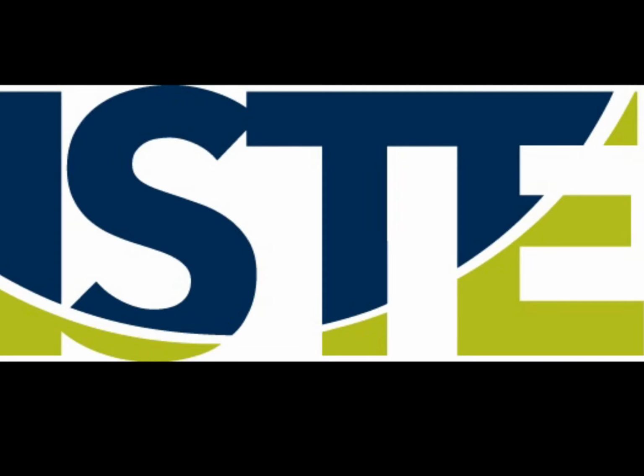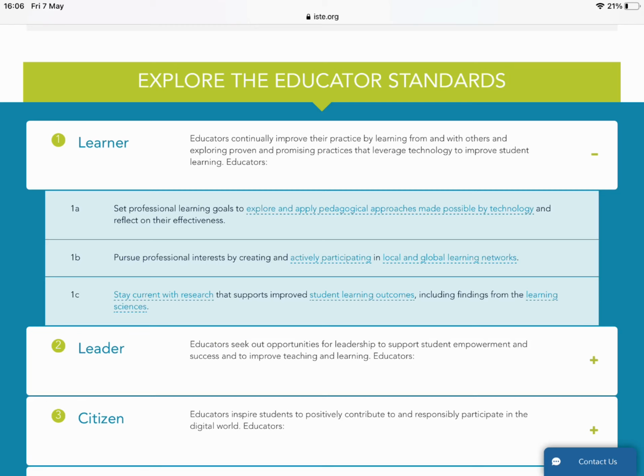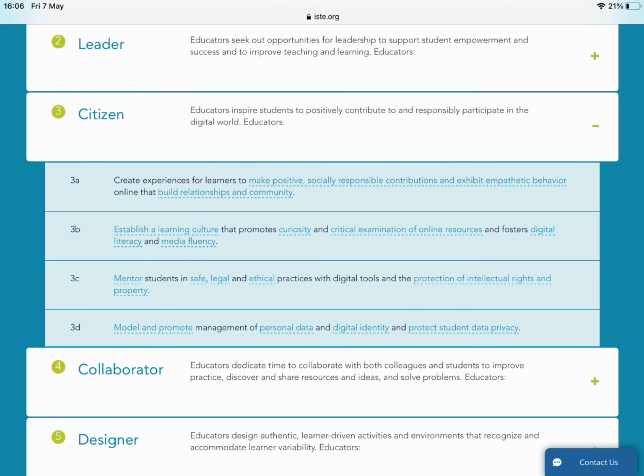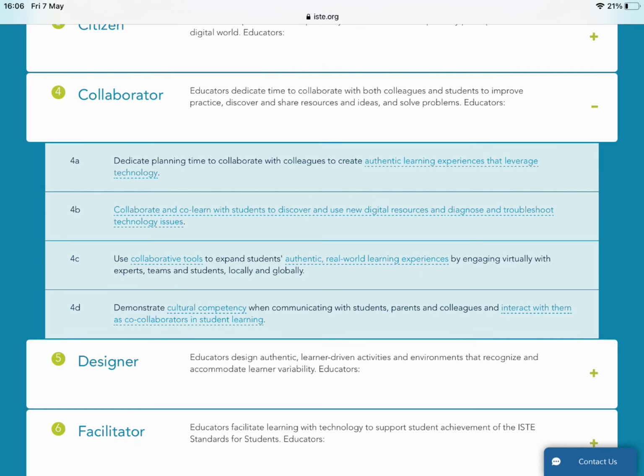As I've gone through this process, I can also reflect on the ISTE standards for educators. As a learner, I have improved my practice by exploring new approaches with technologies and reflecting on their effectiveness. As a leader, I have modeled the adoption of new resources and tools for learning by sharing this lesson idea with other teachers in grades 3, 4, and 5. As a citizen, I have created experiences for students to make positive, socially responsible contributions online, which help their peers improve their work. As a collaborator, I have co-learned with my students to troubleshoot issues and redesign downfalls of my prototype.